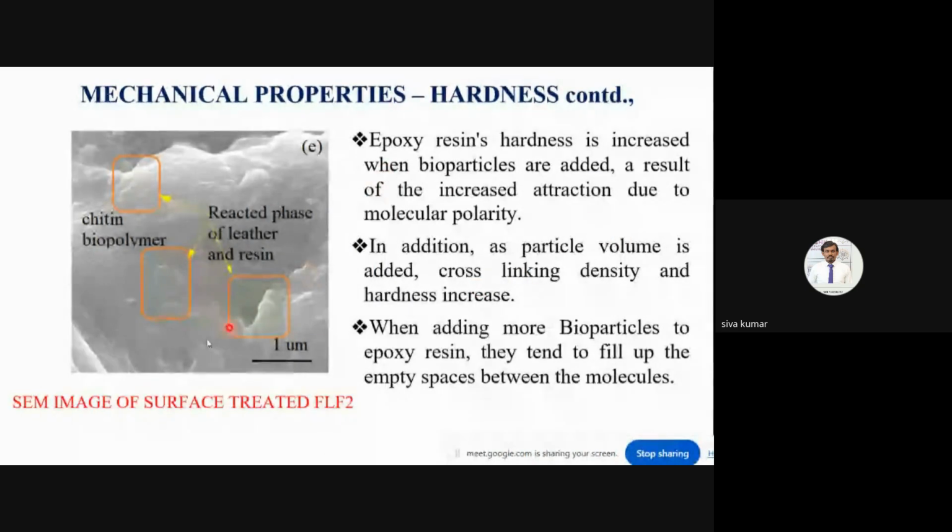And this is the image of the surface treated FL-F2. So you can see how the chitin biopolymer is depositing, spreading in some places more and some places less. Even so, if it is spread all over the area properly by using advanced techniques for mixing, it may improve the mechanical properties even more.